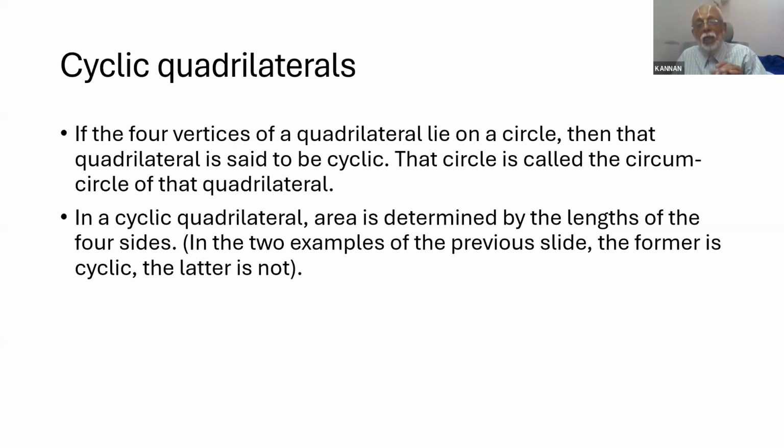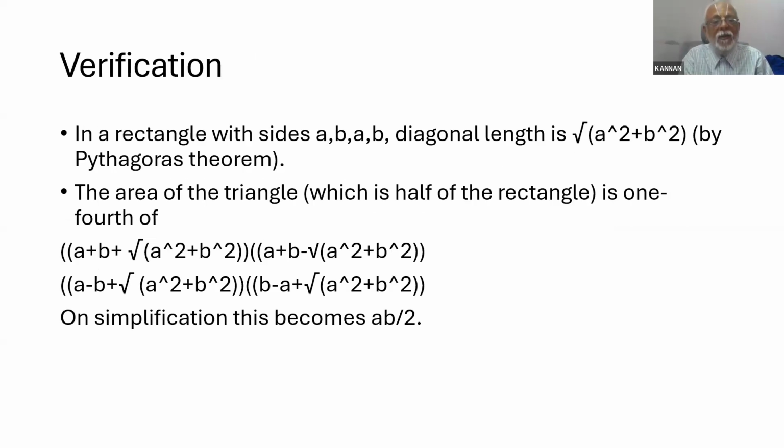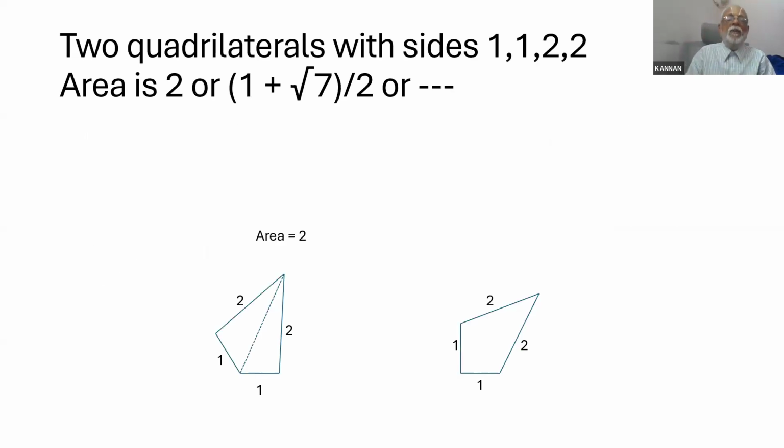Again, to explain, I'm saying for non-cyclic quadrilaterals, it is quite possible that the 4 sides have the same length, but the areas become different for different quadrilaterals. I have used the word in the 2 examples of the previous slide. Really, it is the next slide. I have pushed the previous slide as the next slide. The next slide is this slide.